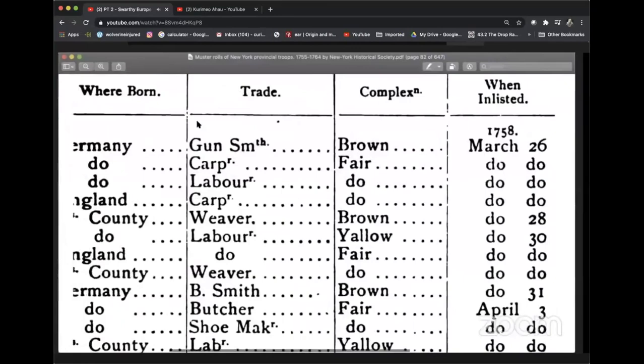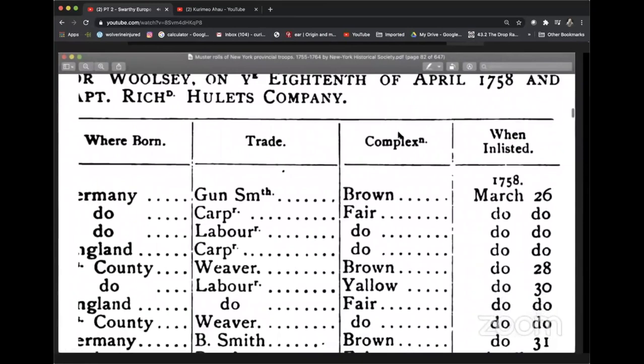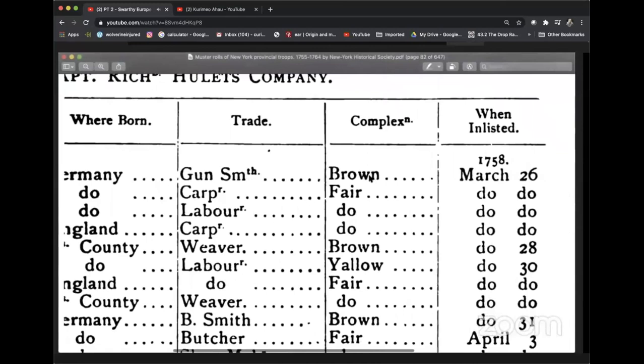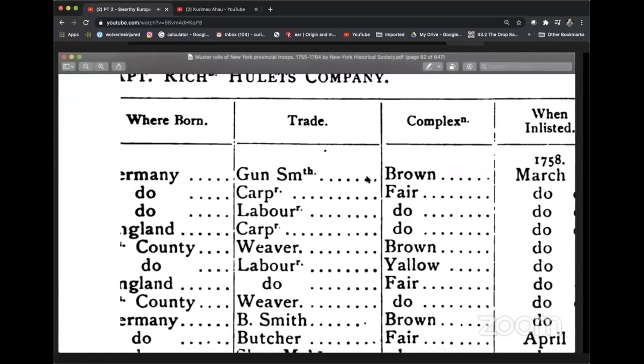So it says where they were born, their trade, their complexion, and when listed. So we got somebody from Germany, he's a gunsmith, and he's brown. Brun. Bruin. Like the Bruins, like the Boston Bruins. Talking about the Indians that used to play hockey up in New England. That's what they were talking about.